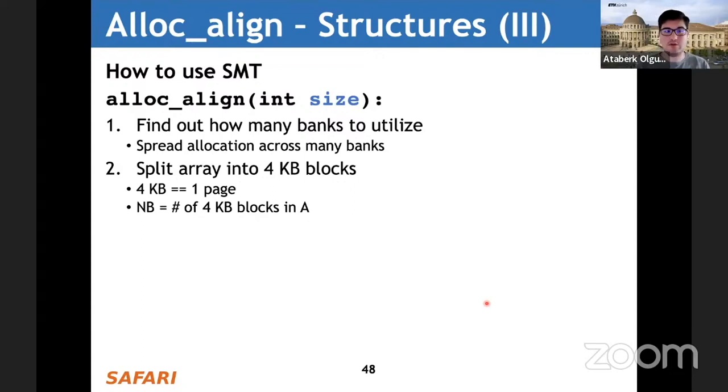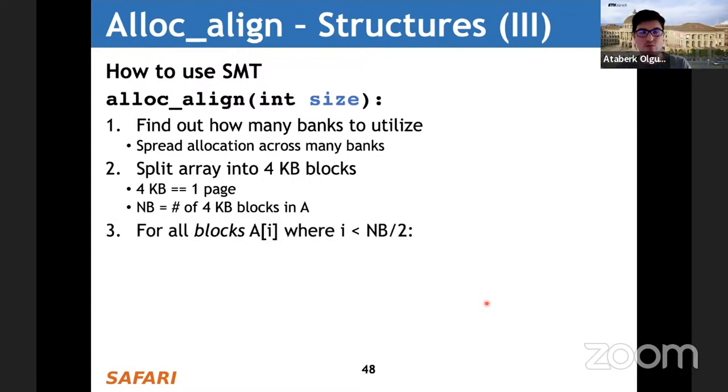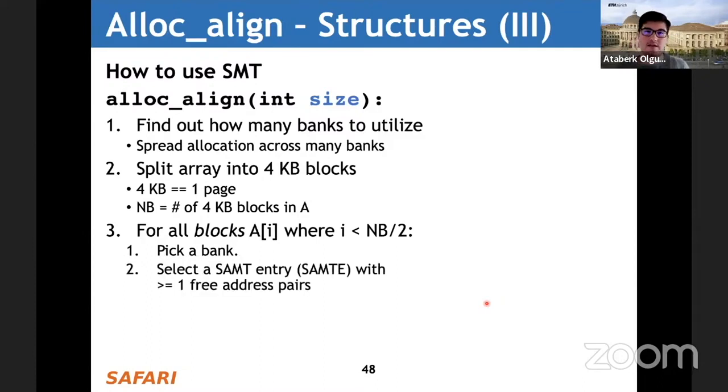And we split this into 4 kilobyte blocks because it's the same as a page size in our system. And we have the parameter NB, which is the number of 4 kilobyte blocks of this array. And we loop over all of the elements in Ai, in the array A. We pick a bank to place this page in, and then we select an SAMT entry with more than one free address pair. So what we're trying to do here is find a correct place to map this 4 kilobyte page into.